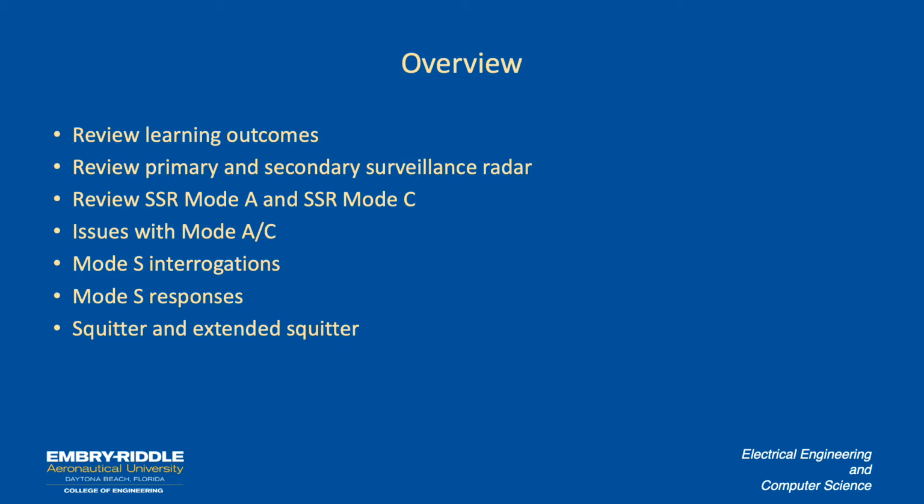And then we'll talk about the concept of Squitter and extended Squitter, which are technologies that allow us to implement what's called automatic dependent surveillance broadcast, where the aircraft will send its position and velocity information out to the rest of the world. We'll then have a summary and talk about what's coming next.